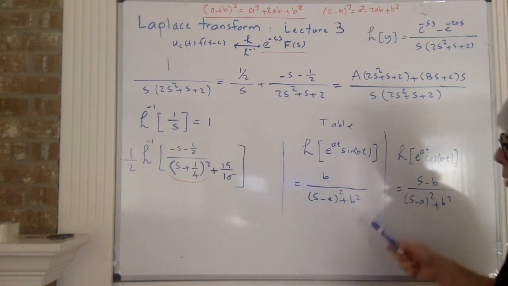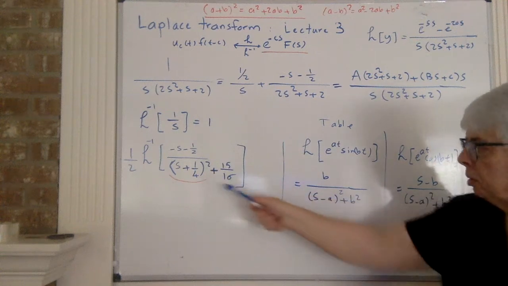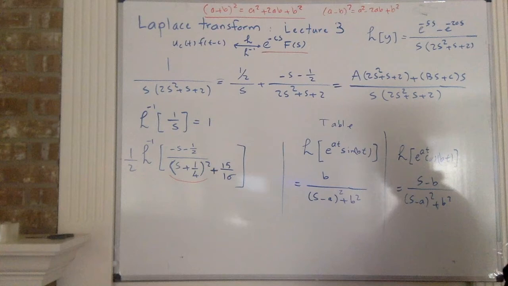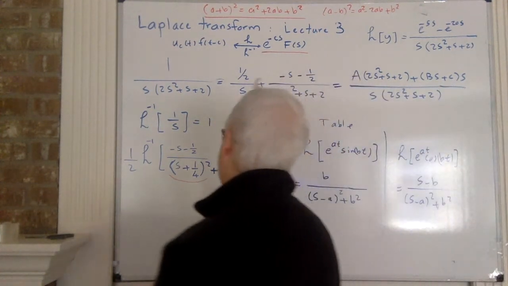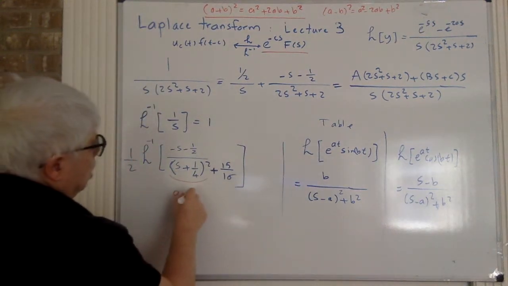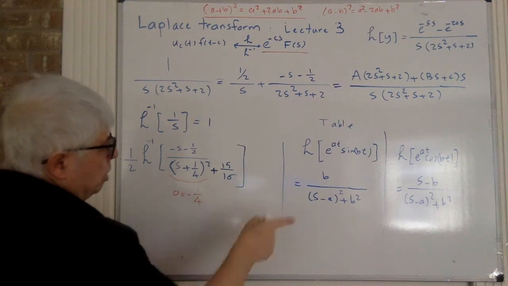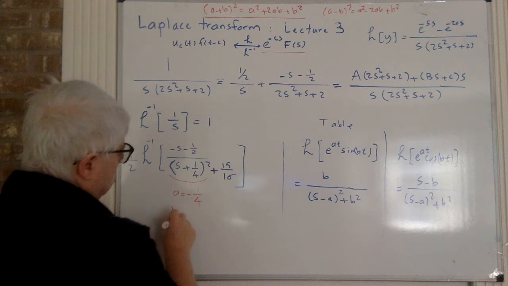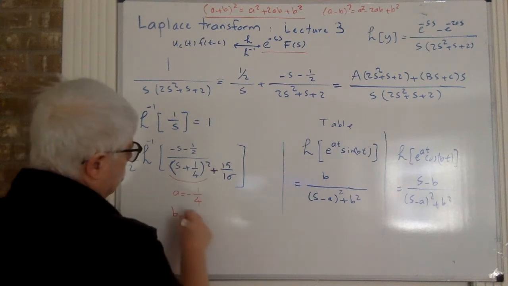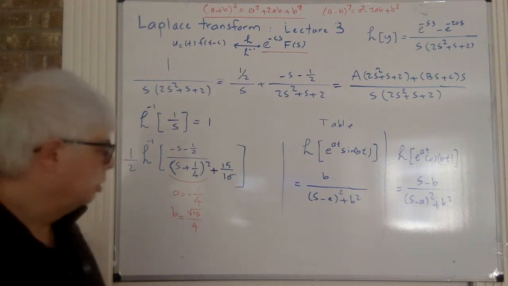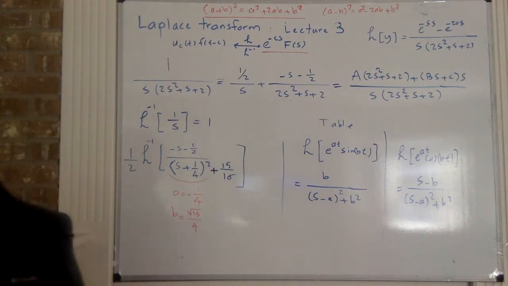Somehow I have to come up with this. The denominator is here. From this denominator, I can figure out a and b. So I look at this and I will find a and b for you. What is a? That's s minus a, so a is minus 1/4. b squared is this, so b is square root of 15 over 4. Okay, so square root of 15 over 4.